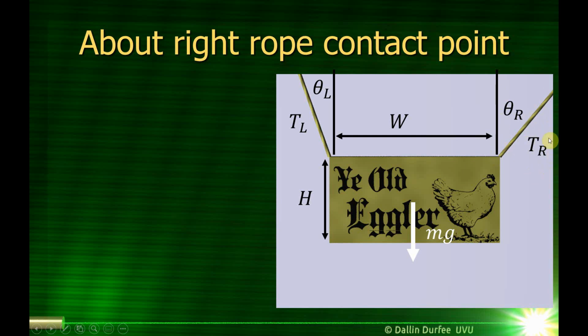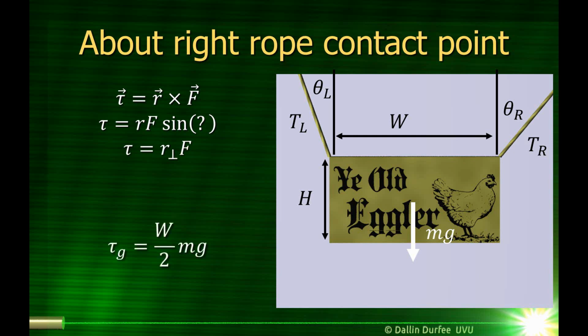Of course, the torque due to the rope on the right will be 0 because the axis passes right through that contact point. All right, so remember, torque is R cross F. We can also find the magnitude of torque by saying RF sine of whatever the angle is between R and F. Or we can just find it by finding the perpendicular distance times the force. All right, so the torque due to gravity is just W over 2 mg. Why is that? Well, look, here's R. Here's the lever arm going from the axis to the center of mass where gravity is acting. If we extend the force due to gravity, we can draw a perpendicular line, a line from the axis, which is perpendicular to that extended force line.